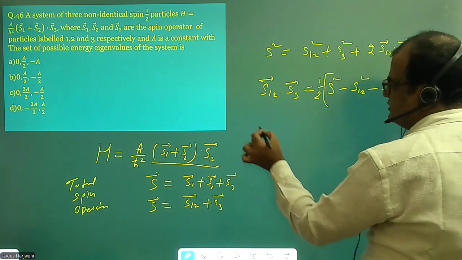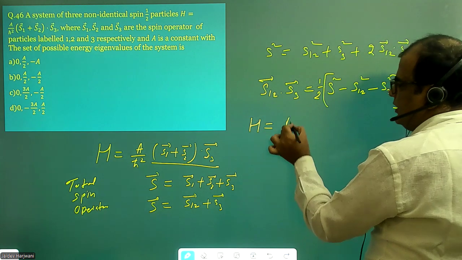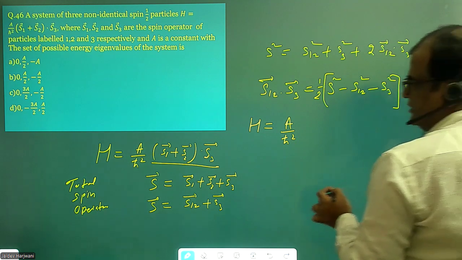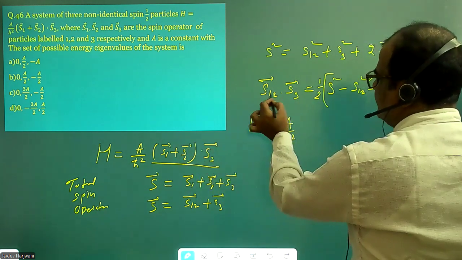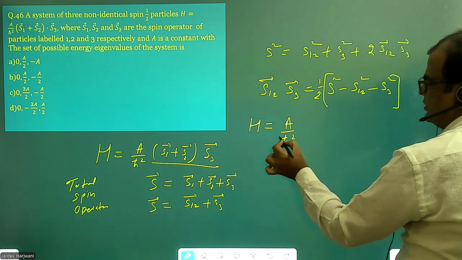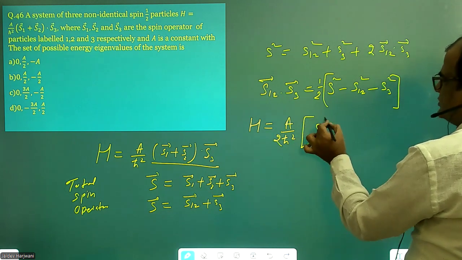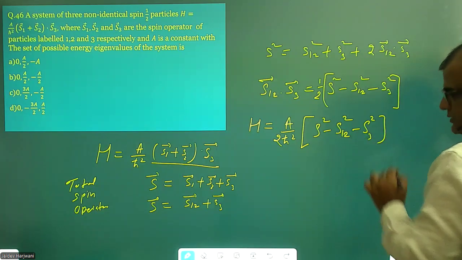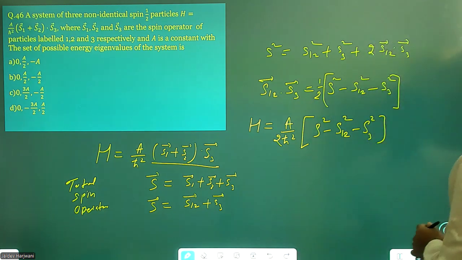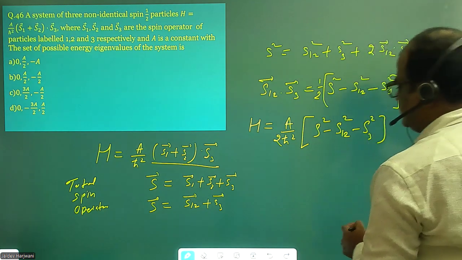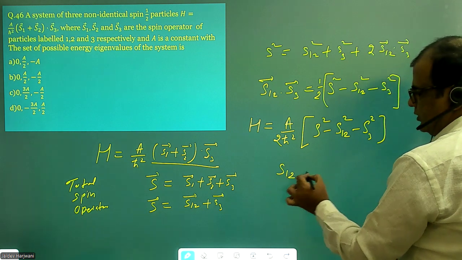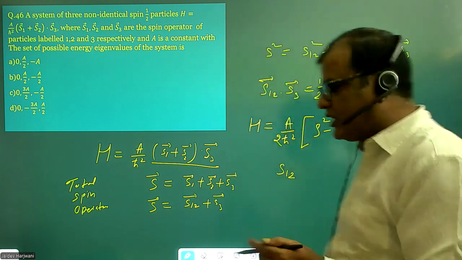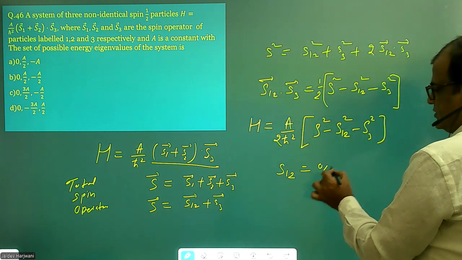And now my Hamiltonian becomes A over ħ², and this I have already solved. This is (S1 plus S2) dot S3, so this is S² minus S12² minus S3², all divided by 2. Now let us find the eigenvalues. Here S12 is basically S1 plus S2, so this can be 0 and 1.